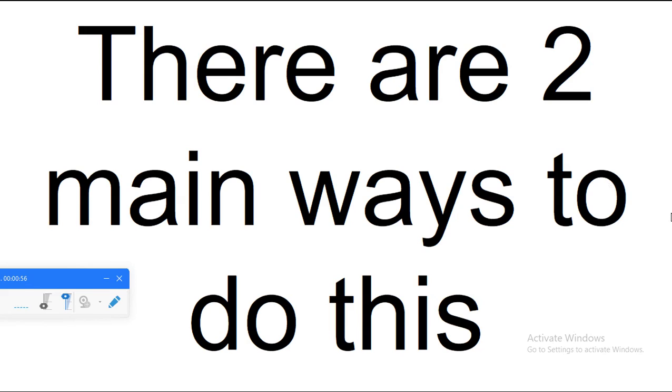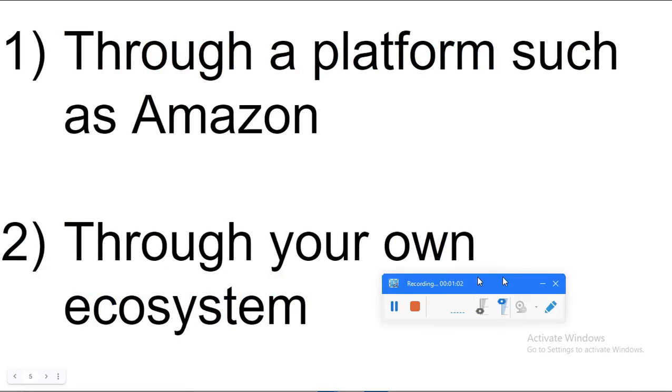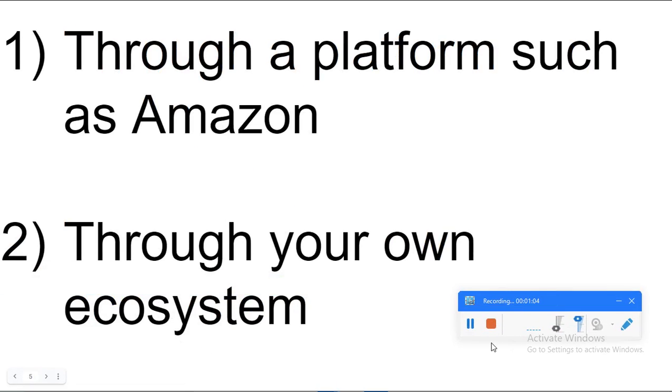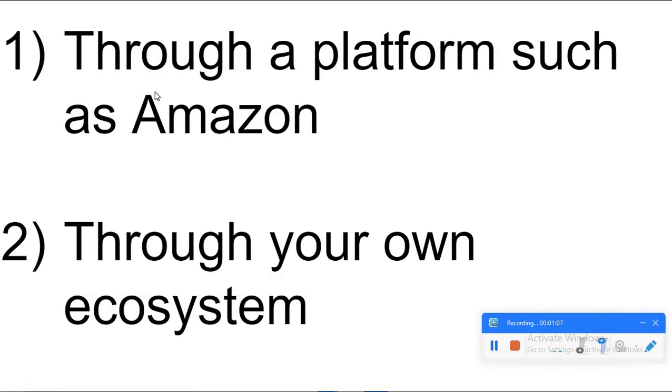Okay, so there are two main ways to kind of do this online book marketing thing. The first way is you could go through a platform such as Amazon. Obviously Amazon's the most popular bookseller. For those of you who don't know, in the beginning they were only a bookseller before they started selling literally everything. So you could do that through something like CreateSpace, and we're going to talk about the benefits and drawbacks of that. Or you can go through your own ecosystem. And as you'll see, I'm a fan of going through your own ecosystem, and there's a good reason for that.